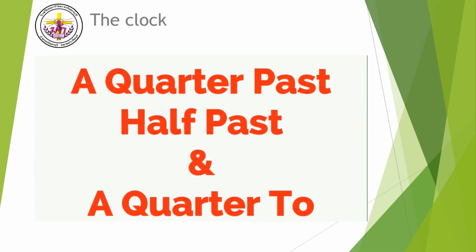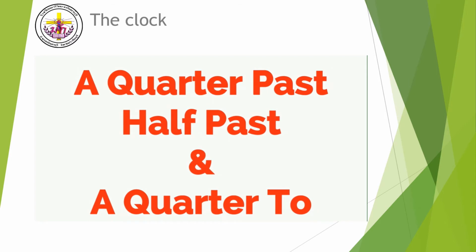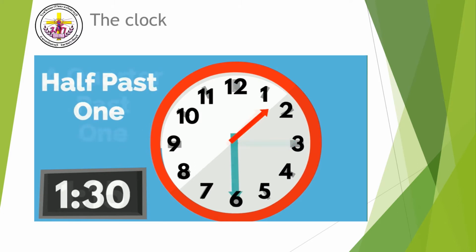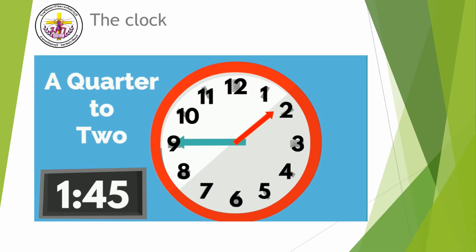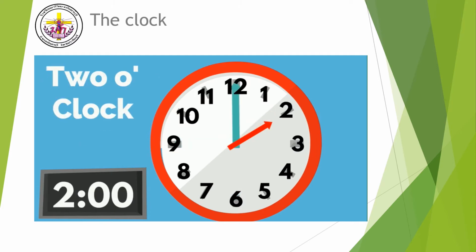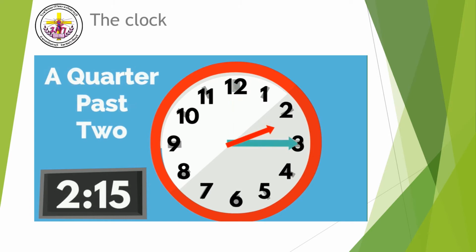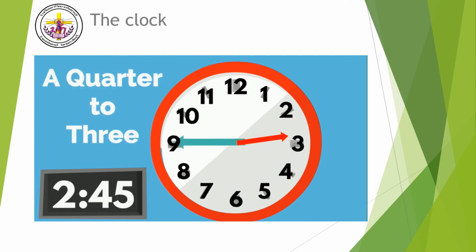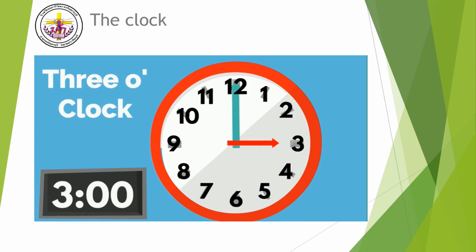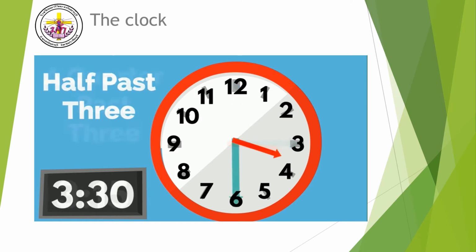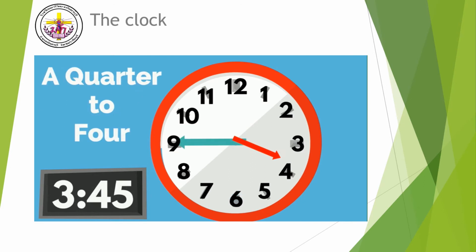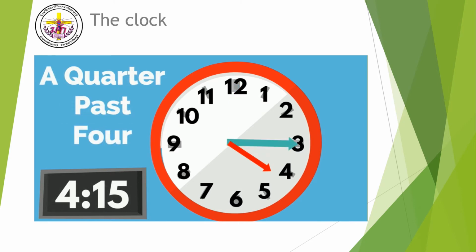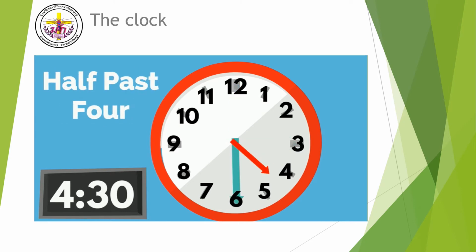Let's tell time with a quarter past, half past, and a quarter to. 1 o'clock, a quarter past 1, half past 1, a quarter to 2, 2 o'clock, a quarter past 2, half past 2, a quarter to 3, 3 o'clock, a quarter past 3, half past 3, a quarter to 4, 4 o'clock. A quarter past 4, half past 4.